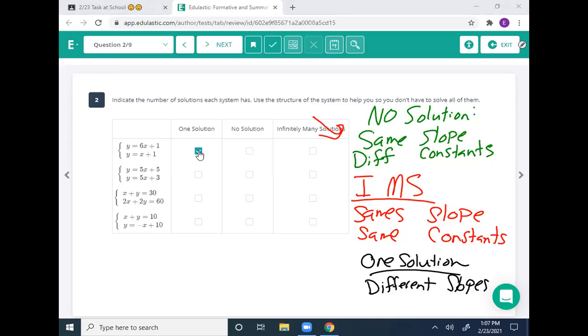Fantastic. What do we notice about those constants, guys? They're different. So how many solutions is this guy going to have? No solutions. Bonus question, Brandon. When we look at it on a graph, if it has no solutions, what do we know about those two lines? They're parallel to each other. They're never going to cross.